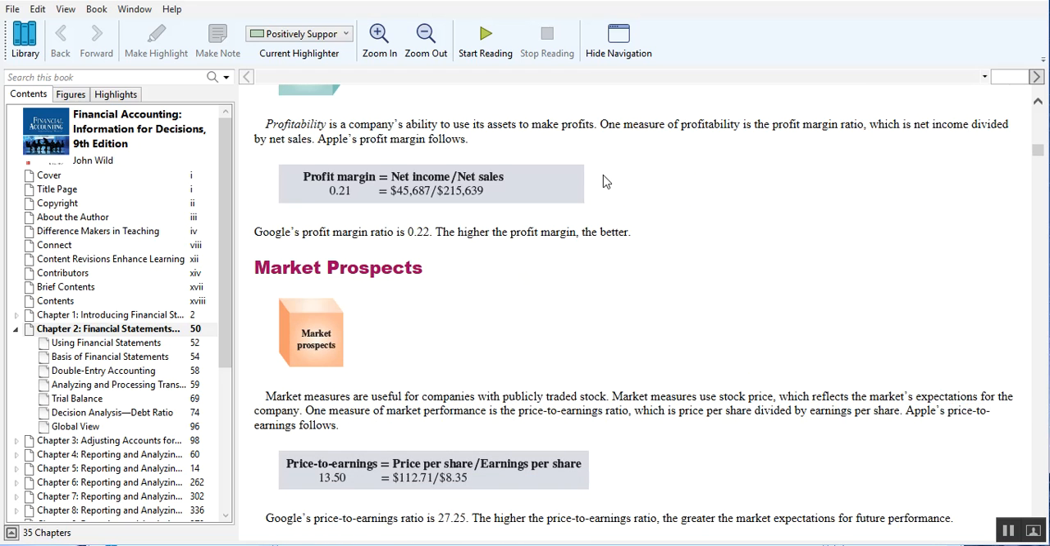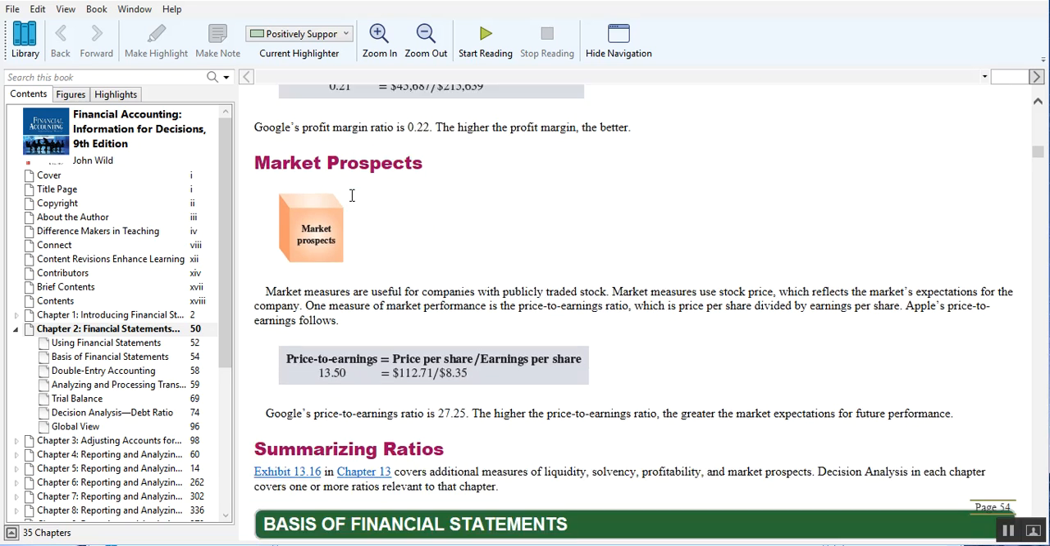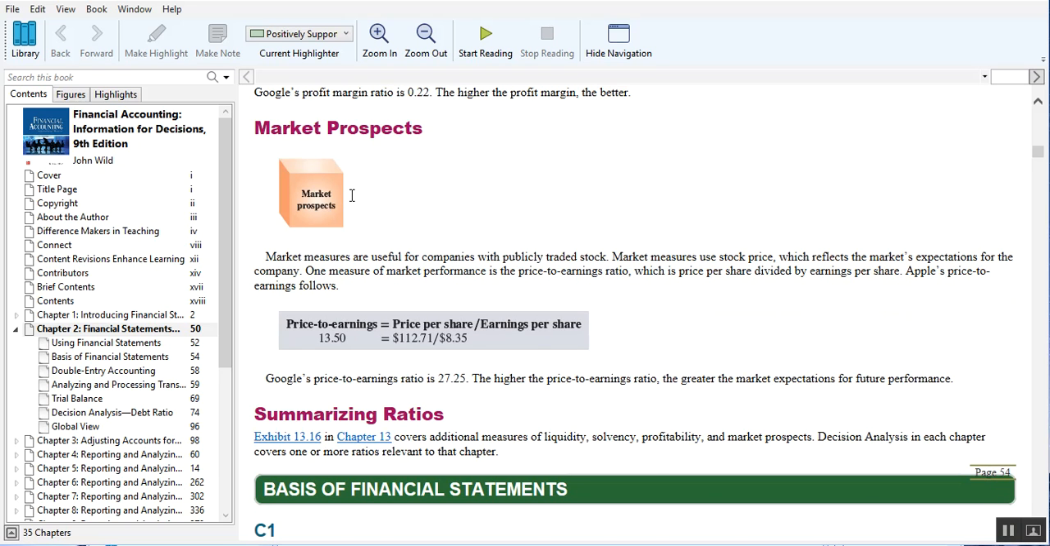Profitability is usually measured by a profit margin, which is usually a percentage, because we're taking the net income and dividing that by net sales just to see what kind of return we're getting when we actually take out all the expenses and so on. So that here is a 21% for Apple. That's a really good profit margin.